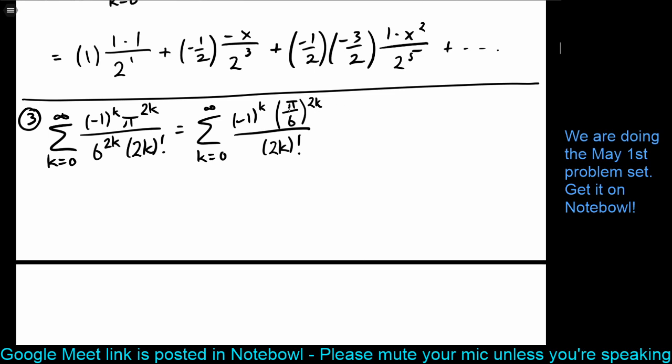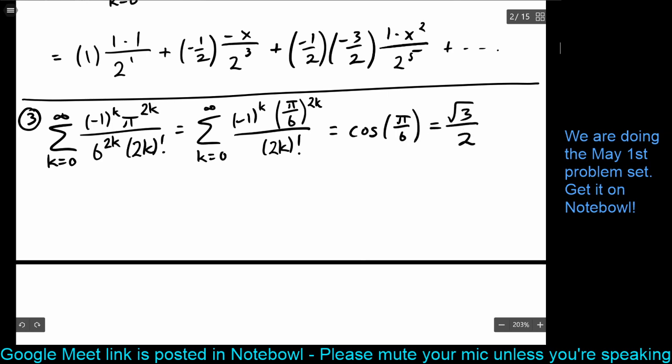So this is the Maclaurin series for cosine, with x replaced with pi over 6. So this is cosine of pi over 6. In other words, the sum of the series is √3 over 2. That's one of the really neat things that power series allow us to do: if we can recognize the series as the Maclaurin series or the Taylor series for a given function, then we can use that to compute the value of the series.